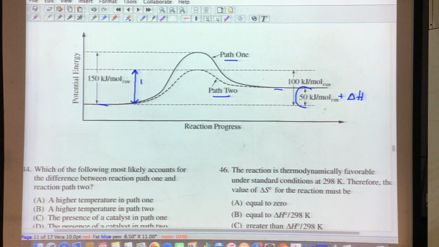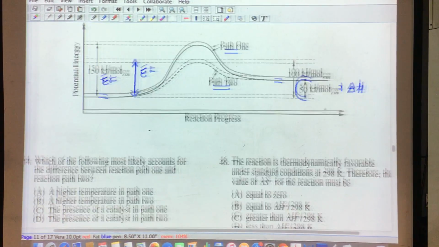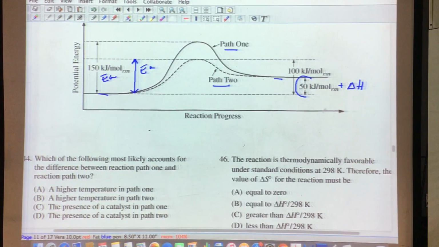Now, activation energy is labeled E of A. Okay? Use that to your advantage if you see that. Now, it's not about temperature, because at higher temperatures, okay, more energy is available. This will happen regardless. We're lowering the energy needed to start the reaction. So what accounts for the path? Well, we should realize that a catalyst, okay, provides a reaction pathway that's totally different, and the combined activation energies of all the individual steps are going to be lower. So the presence of a catalyst in path 2.